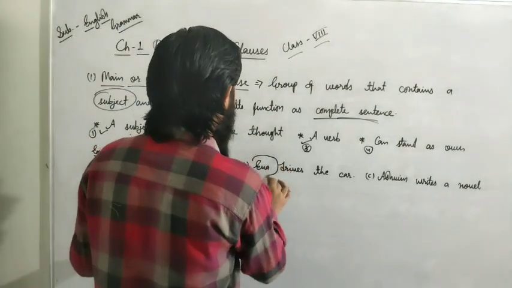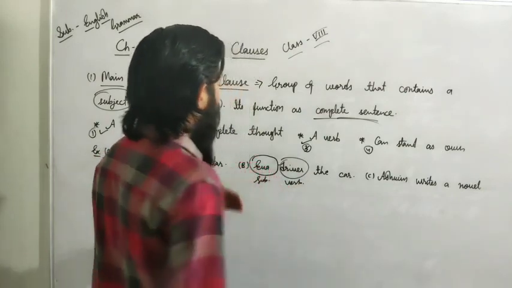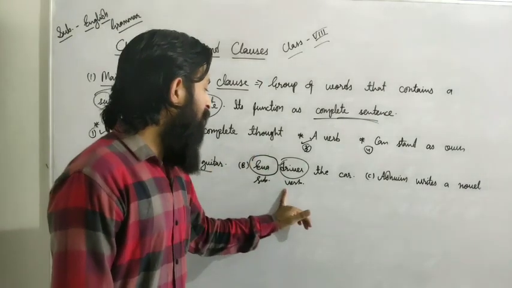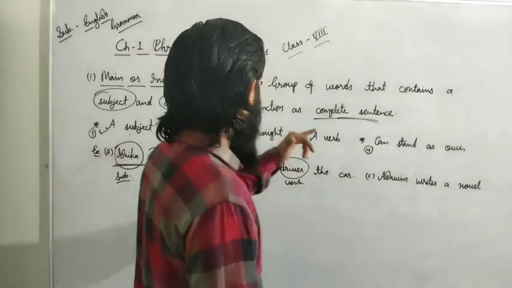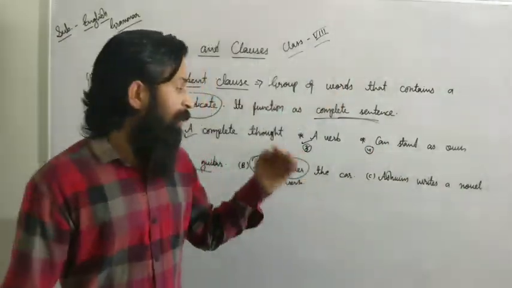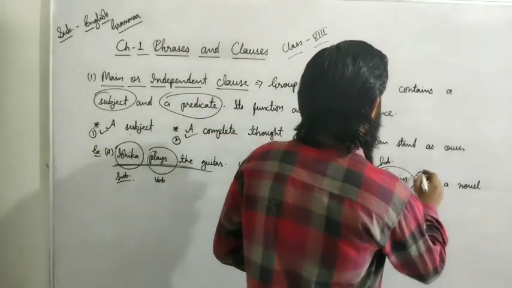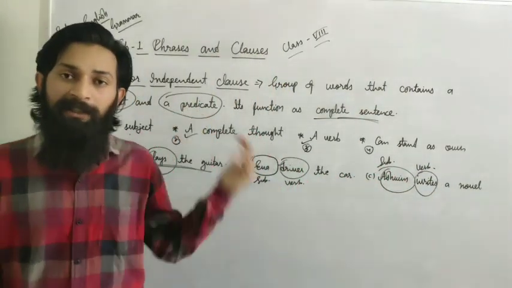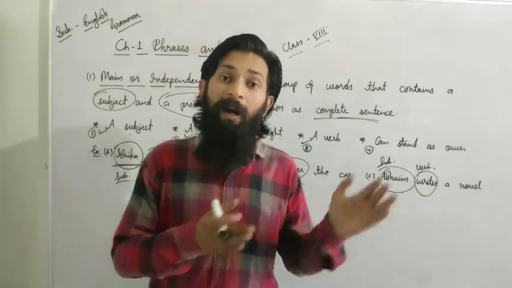Eva drives the car. Then Eva is the subject, drives is the verb. Subject is here, complete thought is also given by this group of words, complete sense is given, the verb is also here, and it can stand on its own. Third sentence: Ashwin writes a novel. Ashwin is the subject and writes is the verb. It consists of a subject, a verb, can stand on its own, and gives complete sense.